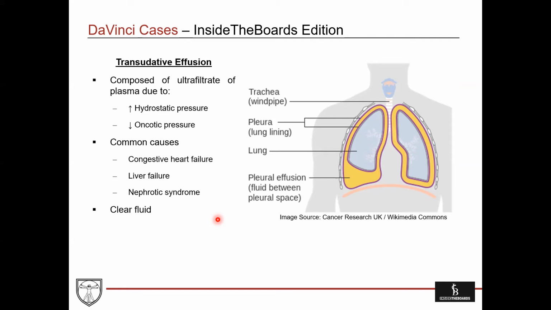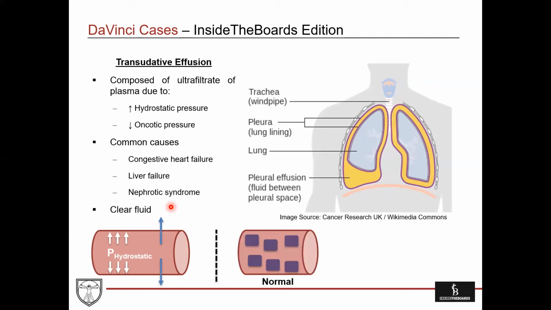So a transudative effusion is composed of an ultrafiltrate of the plasma due to either increased hydrostatic pressure or decreased oncotic pressure. Some common causes here: congestive heart failure, liver failure, and nephrotic syndrome. The other thing I'll mention here is that this fluid, when you take it out, usually appears very clear because it's essentially pushing excess fluid out of the capillaries. So for hydrostatic pressure, that's pressure that pushes against the walls of the capillary. And so if it's extra high, it'll push fluid, like the arrows are showing in the diagram here, out into the interstitial space.